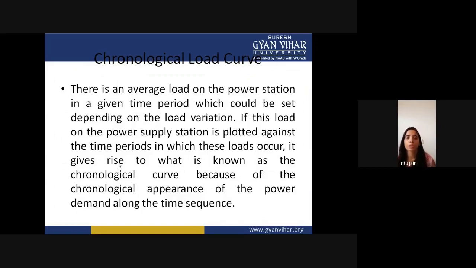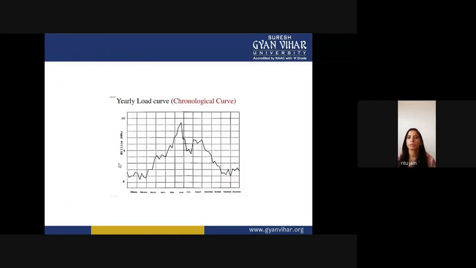So average load versus time is defined as the chronological load curve. Because of the chronological appearance of the power demand along the time sequence, that's why this is called your chronological load curve. So your yearly load curve or chronological load curve is given here.